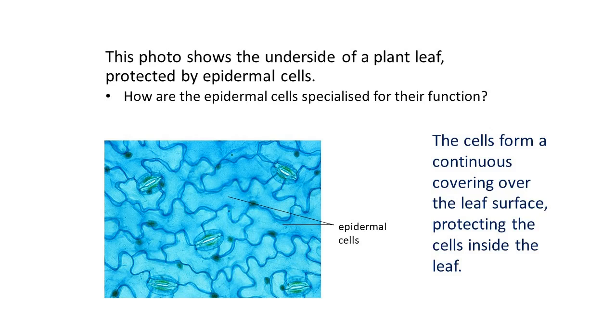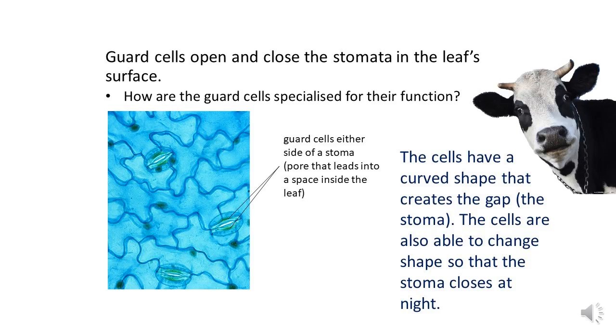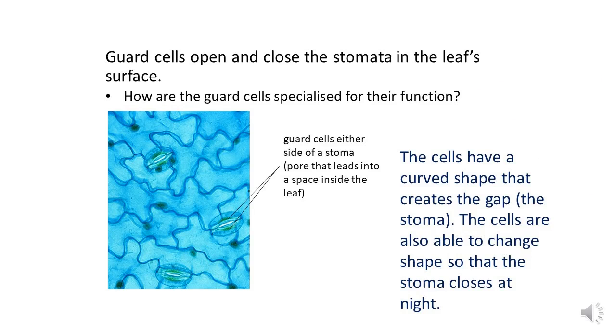Okay, so our last cell we need to add to our table are guard cells. Guard cells open and close the stomata on the leaf surface. Stomata are tiny little holes on the underside of leaves where the gases are exchanged. Oxygen is released by the plant and carbon dioxide is taken in.